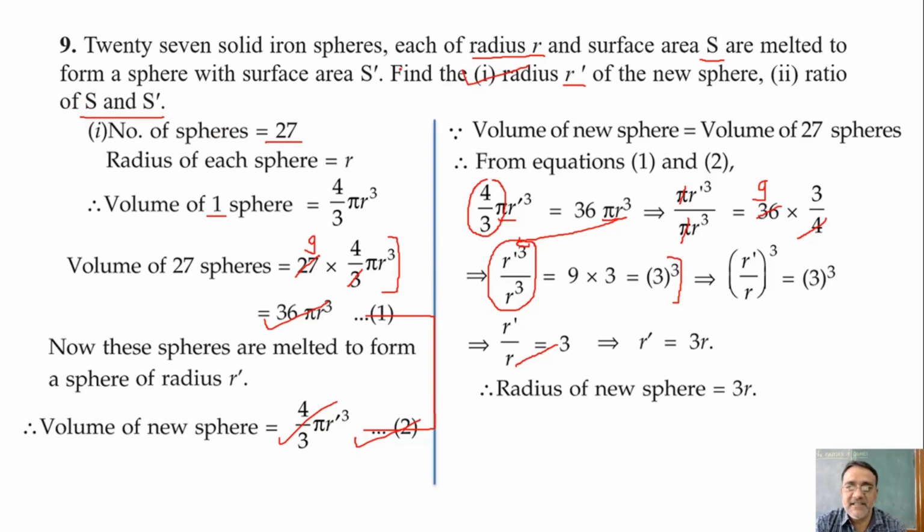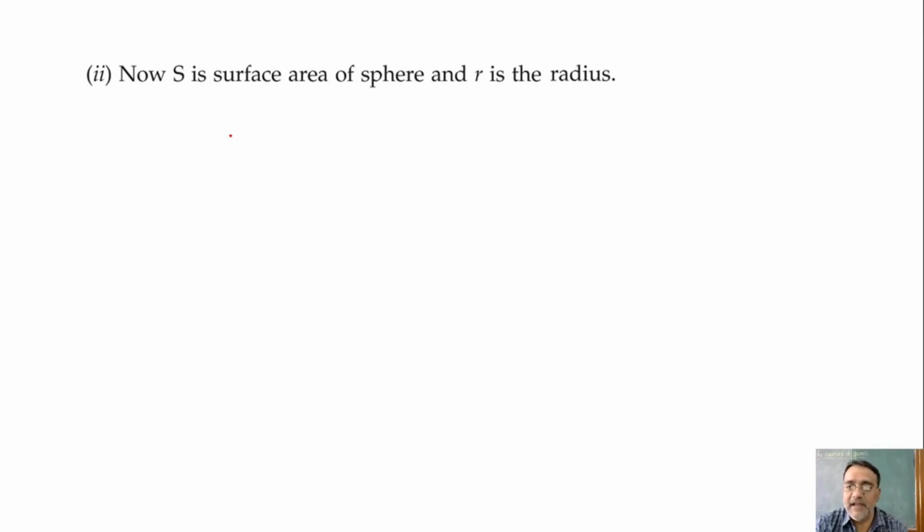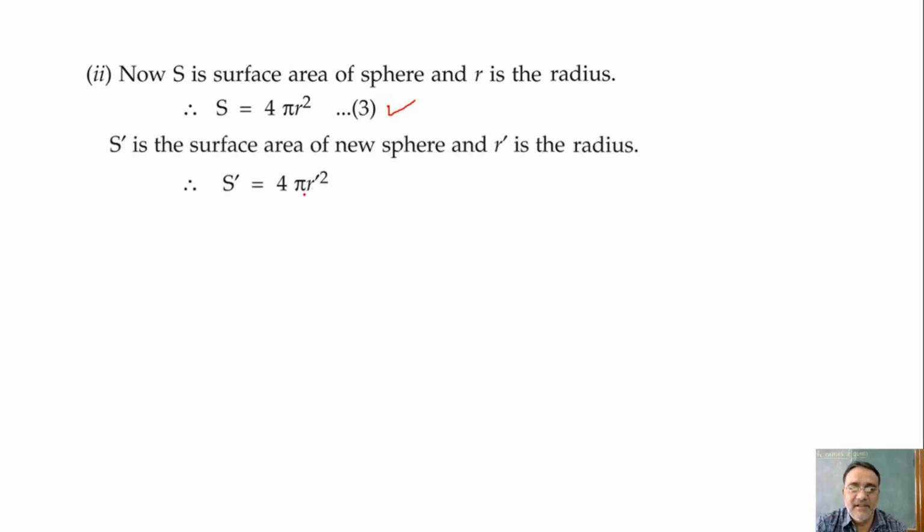Now second bit, we have to find the ratio of s and s dash. So what is s? What is the surface area of a sphere? 4 pi r square. And s dash will be 4 pi r dash square. And we'll substitute the value of r dash. r dash is 3r. So 3r square will become 9r square into 4 pi, 36 pi r square. Let it be equation number 4. Now we have to find the ratio of these two.